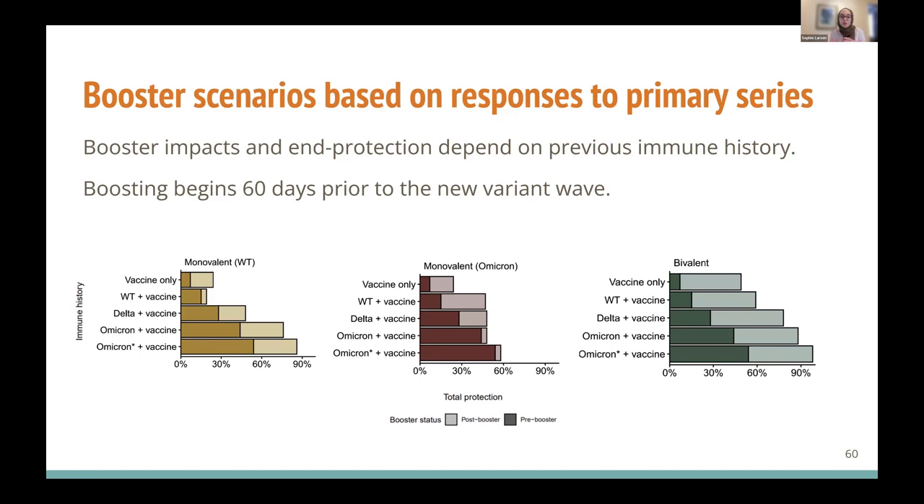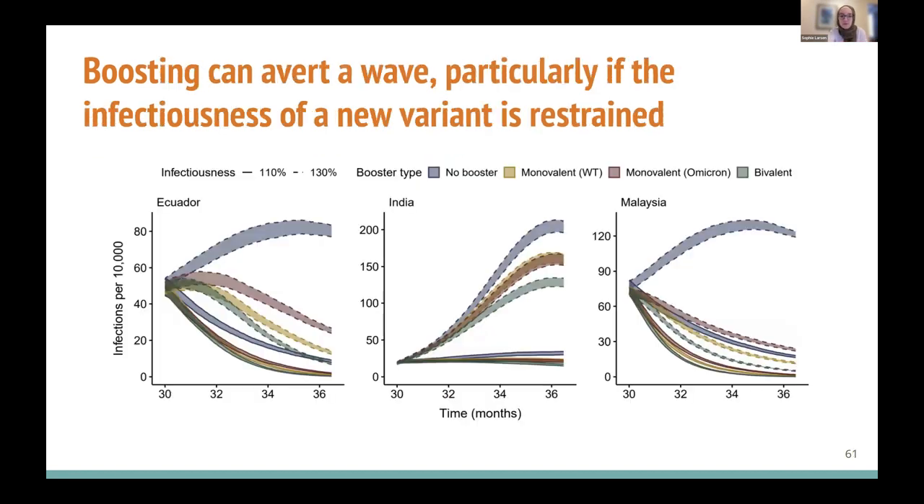But what we are able to do is take responses to primary series vaccination by history that we see in the original antibody titer data and try to use that to predict what might be happening when you give someone a wild type formulated monovalent or give them a bivalent, or here we've also considered a hypothetical Omicron monovalent. And then we implement boosting 60 days prior to the new variant wave. Boosting can avert a wave, particularly if the infectiousness of a new variant is restrained.